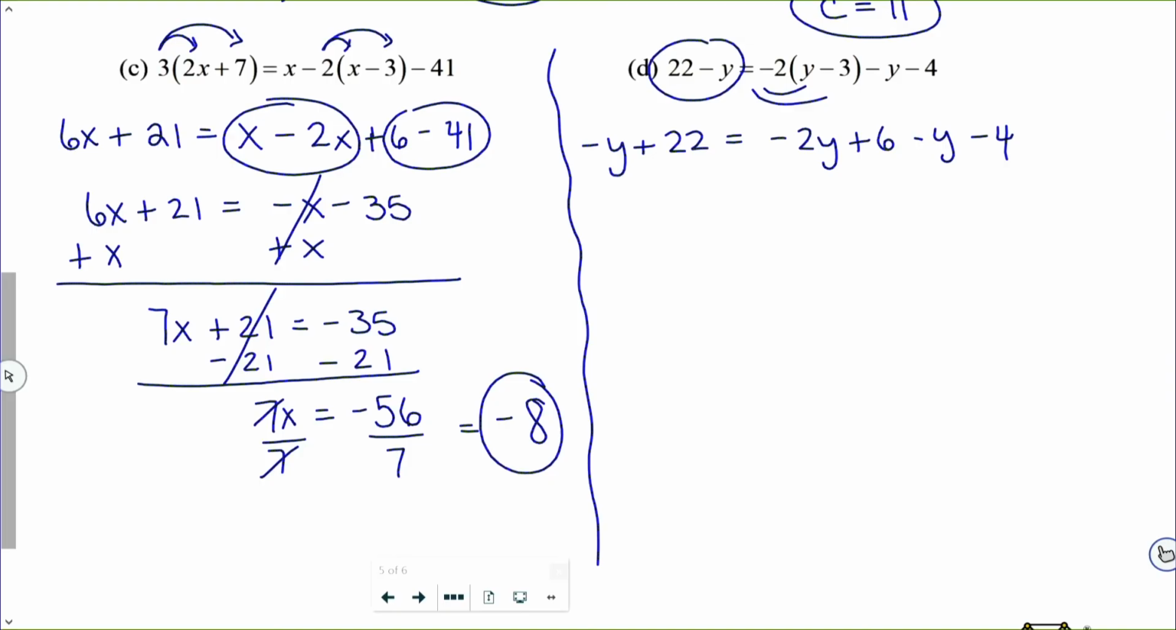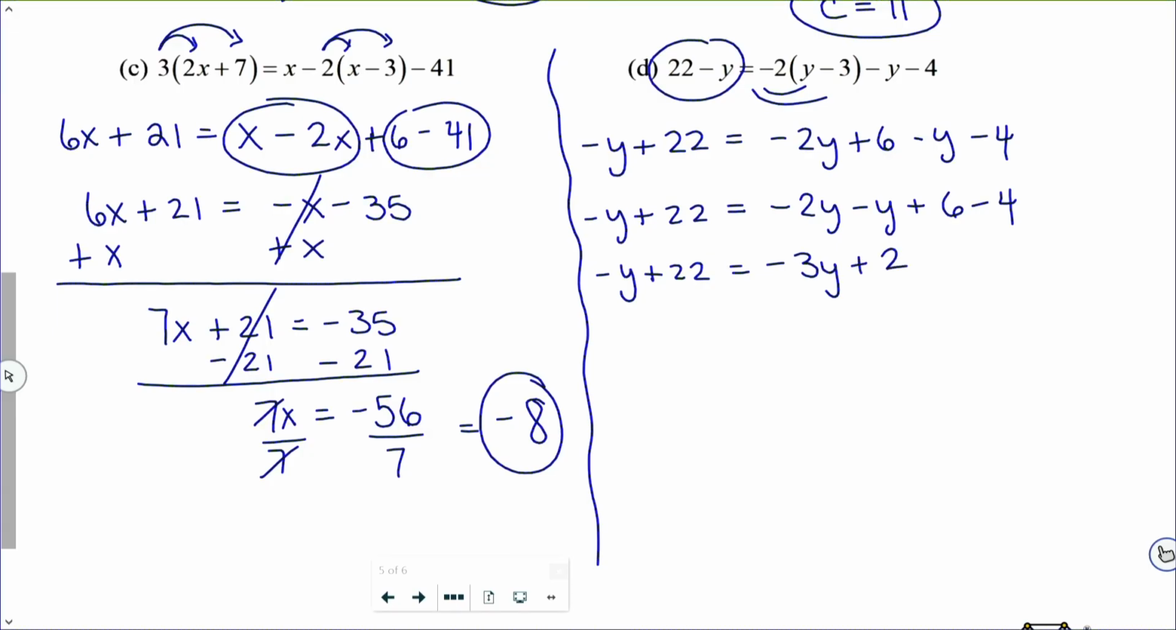Be careful. That's not minus y plus 4. The minus is attached to the y. It's also attached to the negative 4. So we just have that. Again, keeping that left-hand side that way, there's nothing I can do about that. I'm just going to rearrange the right-hand side just to have those y's sitting next to each other. Negative y plus 22. Negative 2y and negative y together will be negative 3y. And then 6 minus 4 is just easy, positive 2.